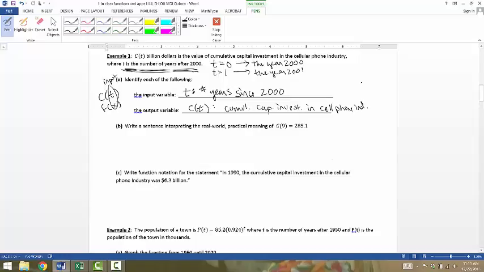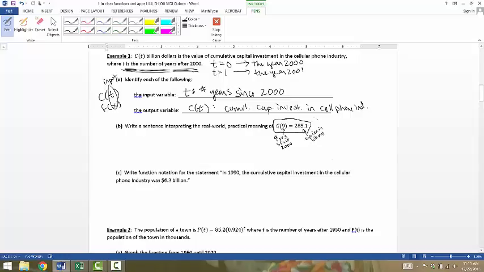It asks us to write a sentence interpreting the real-world practical meaning of this function statement. C of 9 equals 285.1. So 9 is the 9 years since 2000. 285.1 is the capital investment amount, and it's in billions.